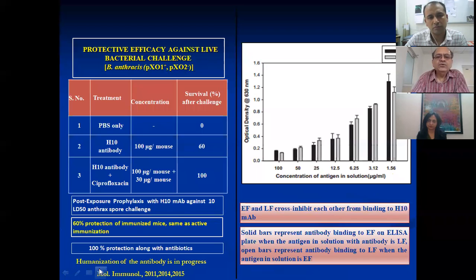So now you know if you use only PBS, you get 0% protection. If you use antibodies, you get about 60% protection. But if you use antibody and ciprofloxacin antibiotics, you get 100% protection in the mouse model. But remember, this antibody is in mouse, okay? You cannot use it for humans. Otherwise, anti-mouse antibody will be produced in human, and immune complex will be formed and it will be removed. So therefore, these days we are trying to create humanized antibodies. Okay, next slide, please.